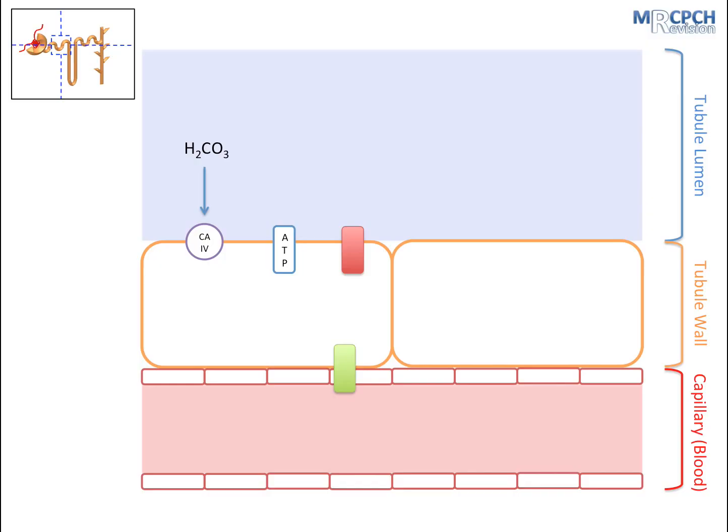On the luminal side of the tubule wall, the tubular cells have on their surface carbonic anhydrase 4, and when carbonic acid comes into contact with this, it's split up into water and carbon dioxide. That then joins up with carbonic anhydrase 2 inside the cell and dissociates back into protons and bicarbonate.